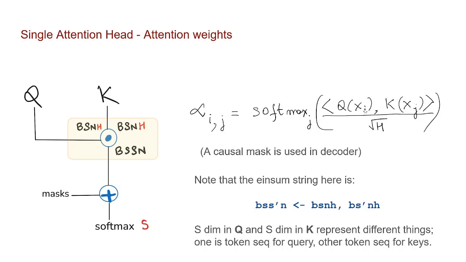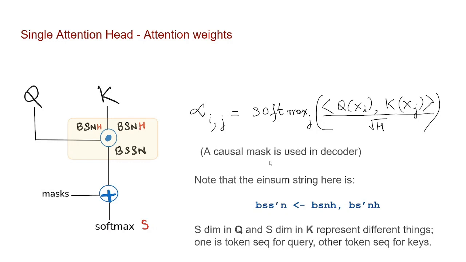So for a particular query token, I get its score with respect to all the other tokens by doing this dot product. I scale the scores for numerical efficiency by the square root of H, and then I do a softmax over those S values to give me the attention of the ith token with respect to the jth token.